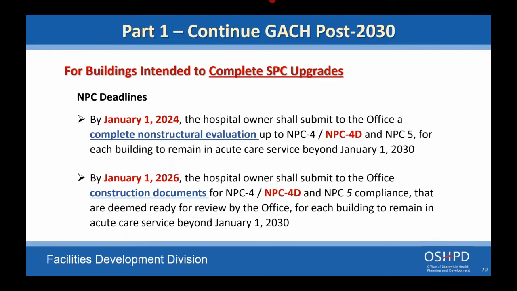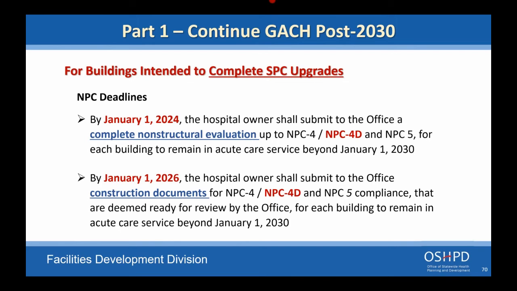So if you intend to complete SPC upgrades, here are the dates I was talking about. By January 2024, you have to notify us, OSHPD, with a complete non-structural evaluation that you intend to upgrade to NPC 4, 4D, and NPC 5. By January 2026, you have to notify us that they're deemed ready, with drawings ready for review by the office for each building to remain in acute care service.